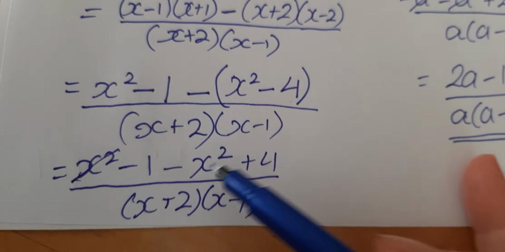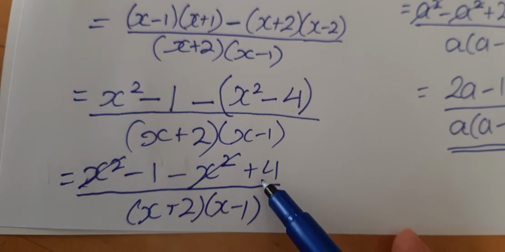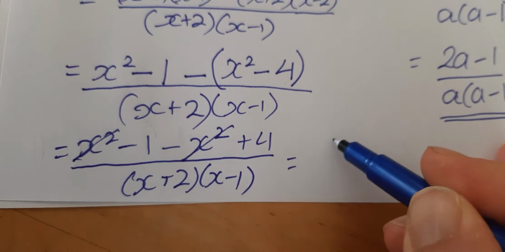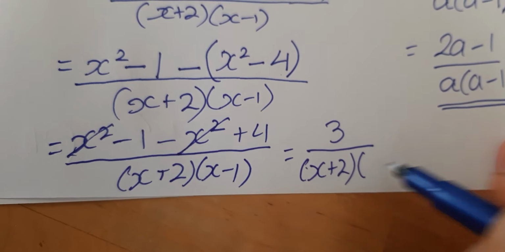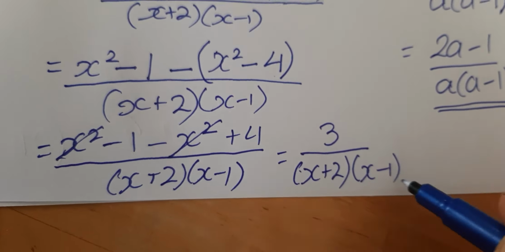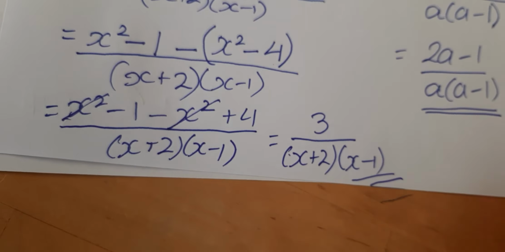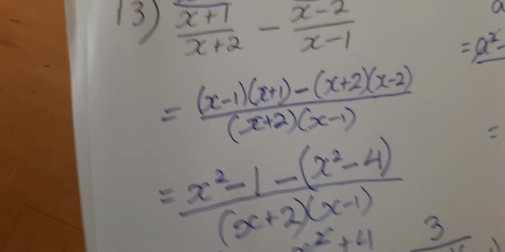The x squared cancels with the minus x squared. We have 4 minus 1, which is 3. So that's my final answer, 3 over x plus 2 times x minus 1. There you have it.